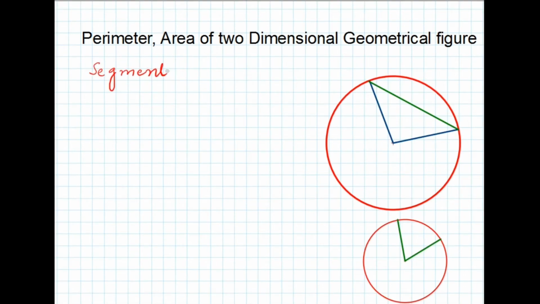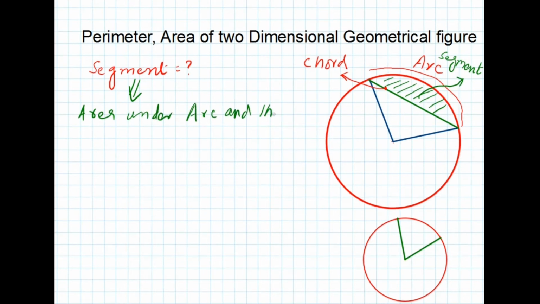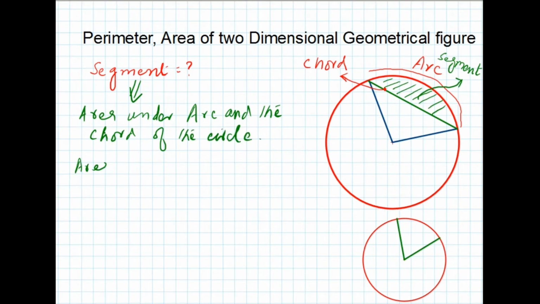What is a segment? This is the arc of a circle. The chord of a circle is also shown in figure. Therefore, the segment is the area under the arc and the chord of the circle. Therefore, area of segment is equal to area of sector. The sector is also shown in the figure.